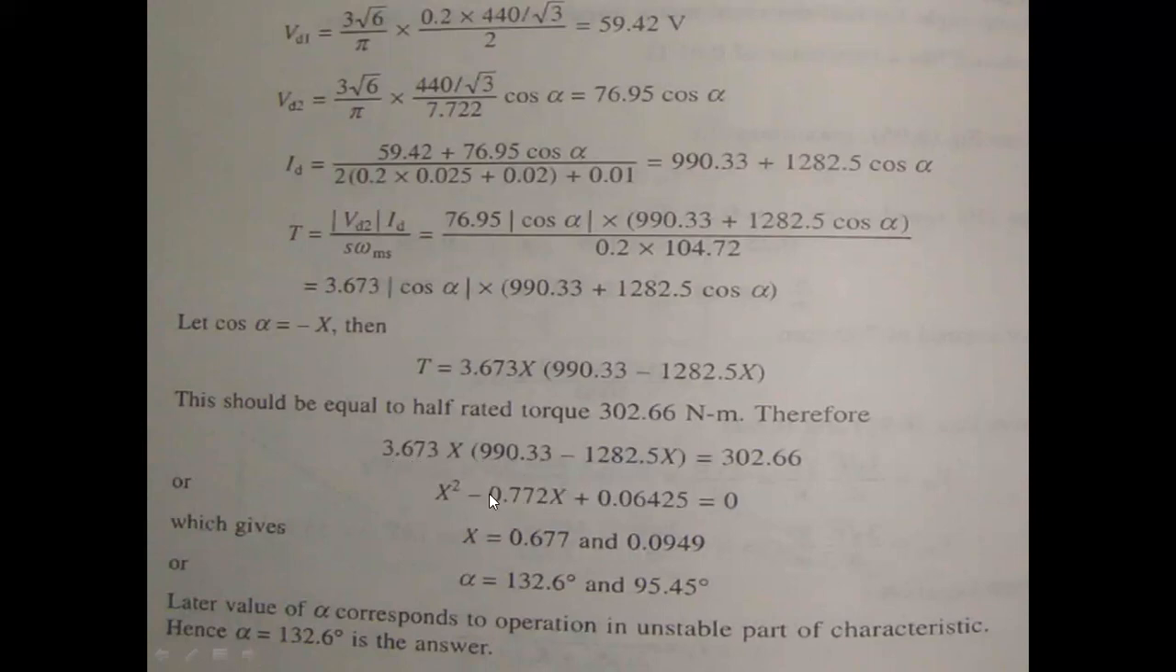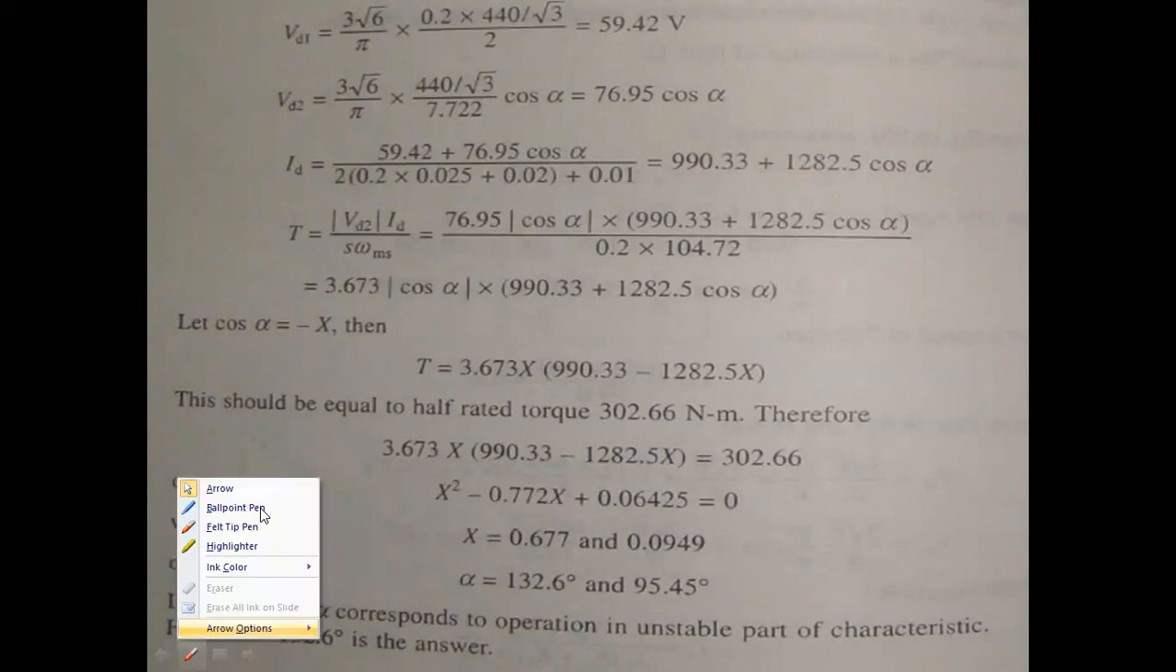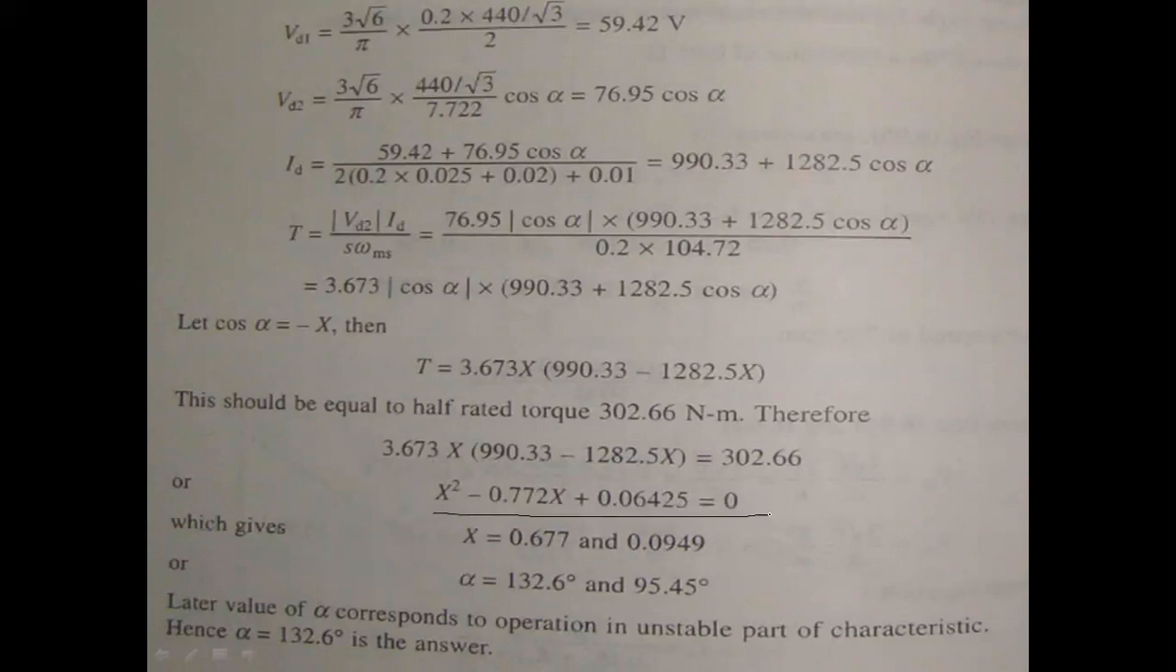Divide all values by 6. So you will get 990.33 into 3.673 multiplication divided by 6 like that. Whatever is there before x, we have to divide everything by that. So you will get this second degree equation. After rearranging, dividing and multiplying, you will get this final equation.